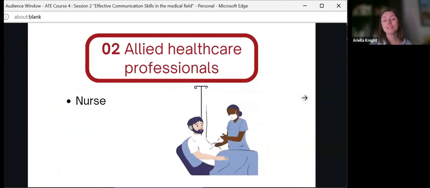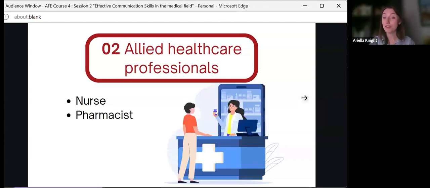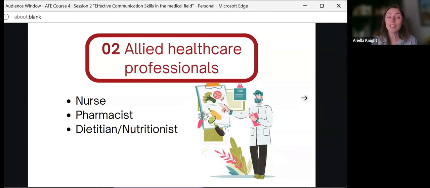Let's talk about some group of healthcare professionals we call allied healthcare professionals. So these are professionals who work in the medical field, but they are not doctors. So first we have nurses. The most common ones that we will find working alongside doctors are nurses. We have pharmacists, all right, dispensing medication. We have dietitians and nutritionists, which are not technically medical doctors, but they do work in the healthcare field.